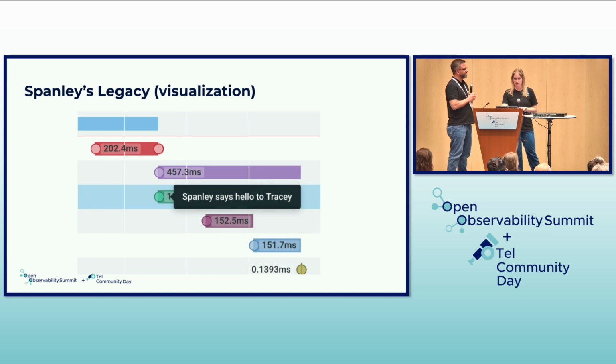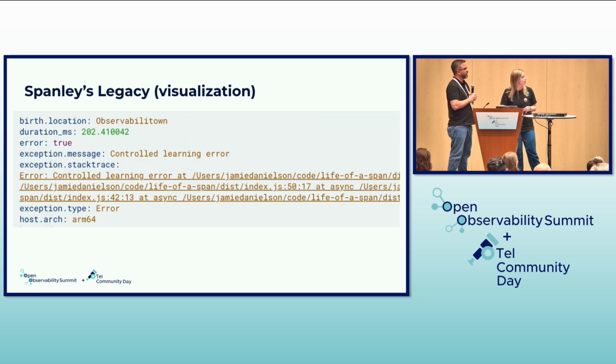So trying to see those a little bit closer here, we can see a moment where Spanley says hello to Tracy, one of his friends that he's made. Here we can see an error, an exception. This is a controlled learning error. He's having trouble learning something, and this is how that might show up with your span.